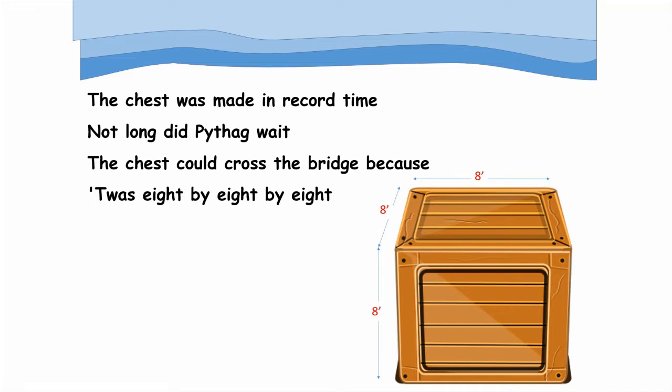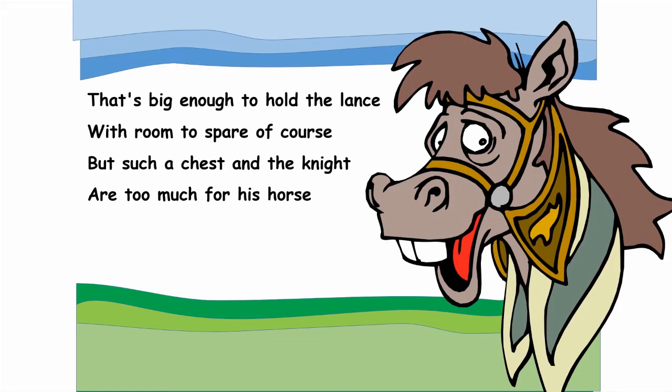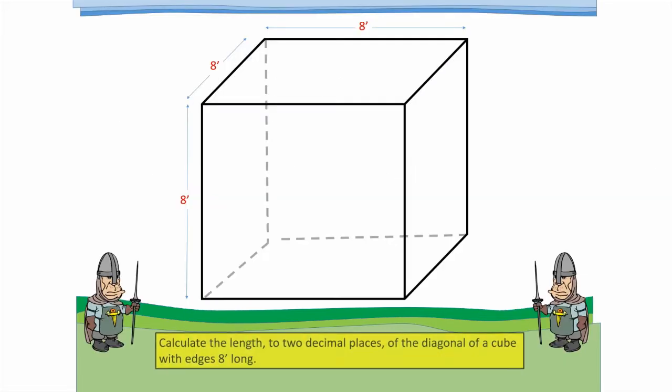The chest was made in record time, not long did Pythag wait. The chest could cross the bridge because 'twas 8 by 8 by 8. Now if you do the maths you'll see, the diagonal is a line of length worked out with 3D trig, roughly 13.9. That's big enough to hold the lance, with room to spare of course, but such a chest and the knight are too much for his horse.